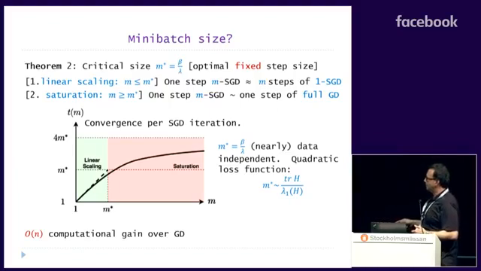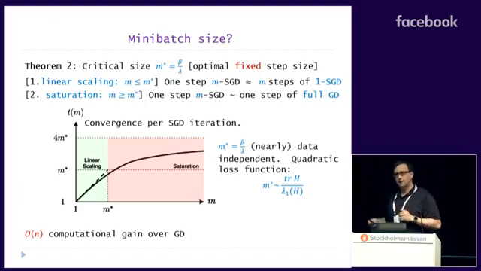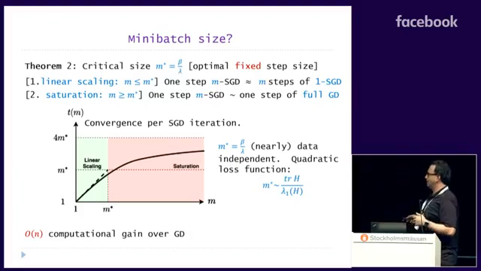So if you think of this as the number of steps of SGD that you need, that's the graph you get. Up to M star, you get linear, and after that it saturates and becomes flat. So even going to the full data size doesn't really make a big difference here.